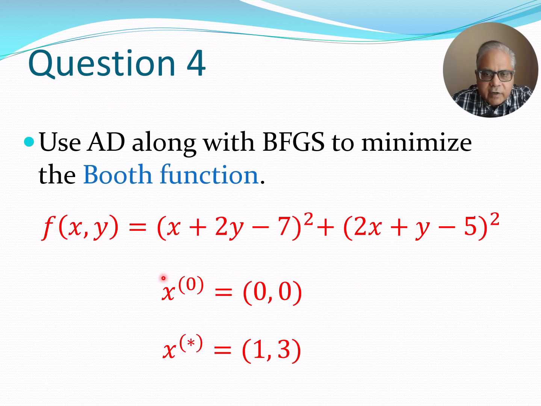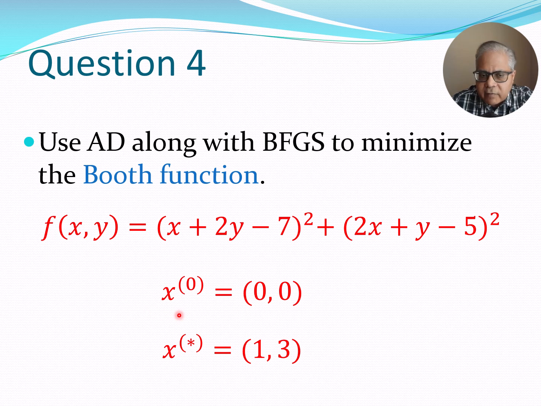Let's try a different function here. Let's try the Booth function. So this is a test function which is sometimes used in optimization. And again, I'm going to use AD here with BFGS to minimize the Booth function. And the Booth function here is given in this form. Very often the test functions are given in the form x, y rather than x1, x2. And so you can make that transition to Python mentally.